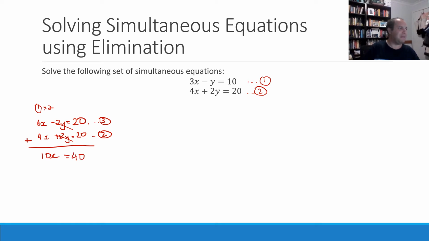And from there we can start rearranging. Dividing by 10, our x value must be 4. And then we can start using substitution to find out our value for y. So we'll substitute x equals 4 into equation 1.